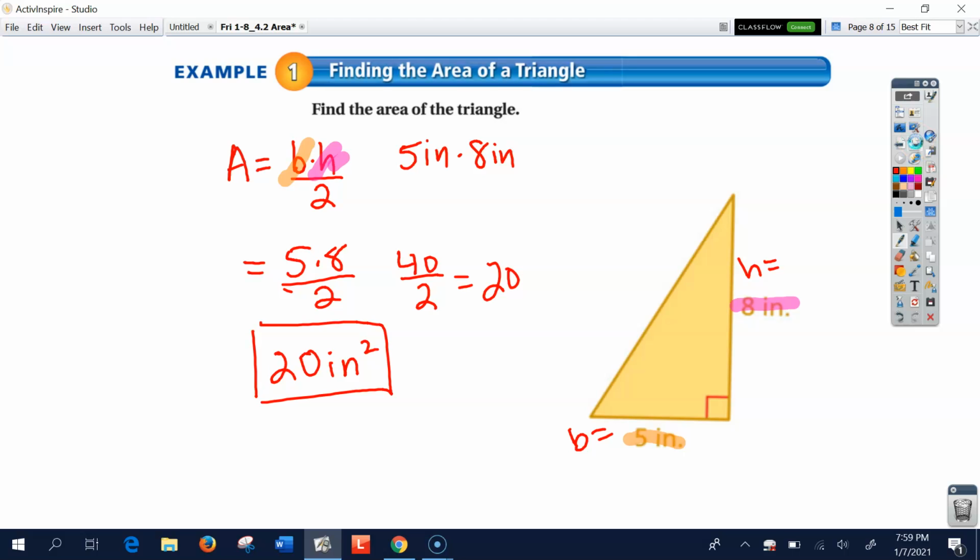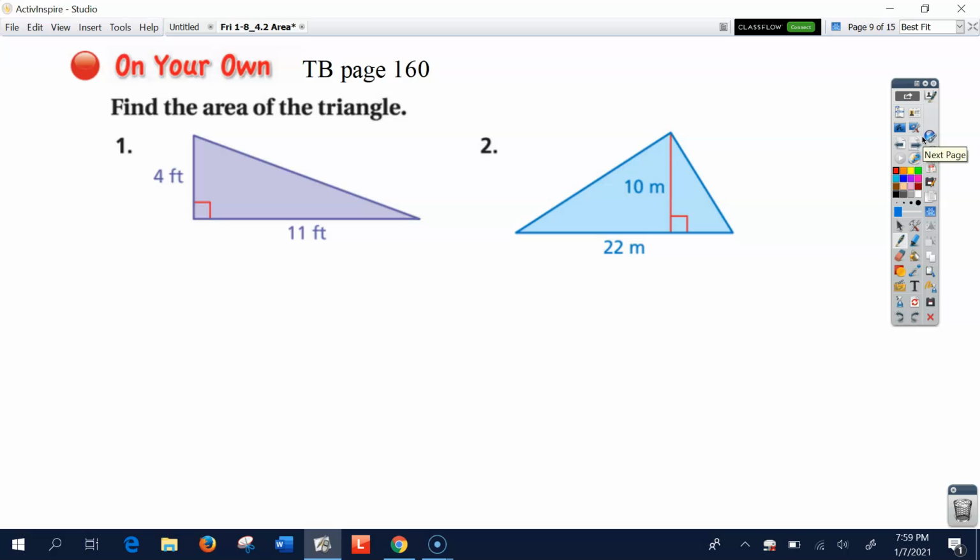All right. So now we get to some OYOs. These are the simple triangles. There's only 2 measurements. I want you to pause and try these on your own. I'm going to label this as the base, and this is the height, and this is the base, and this is the height.